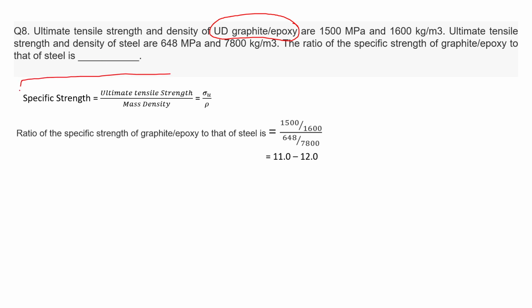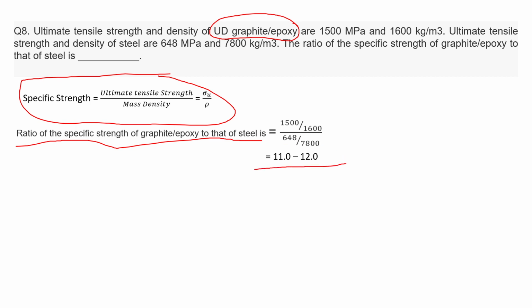So the formula of specific strength is the ultimate tensile strength divided by the mass density. We have to find the ratio of specific strength of graphite slash epoxy to that of steel. That will be the ratio of the ultimate strength by mass density of the graphite epoxy to that of steel, and from that we will get a value between 11 to 12.